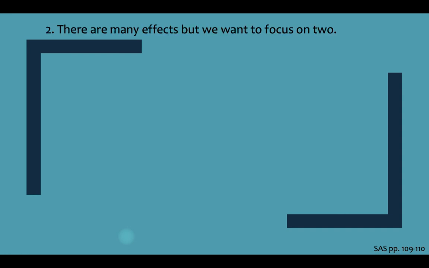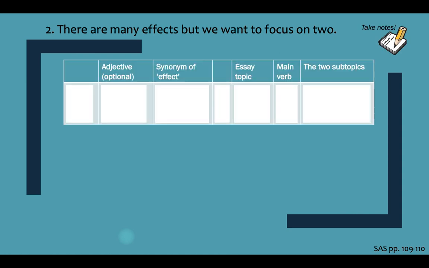Let's look at another way. In this style, we want to show that there are many effects of something, but we want to focus on just two of them. You may remember that we had this same style for the causes essay as well. Don't forget to take some notes. So in this case, we have an adjective and a synonym of effect, so an adjective and a noun together. Then we have our essay topic and our main verb and our two subtopics.